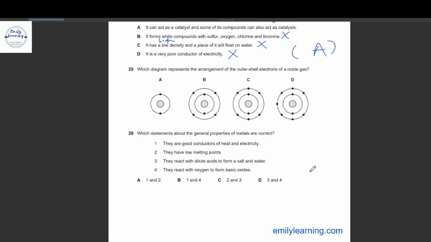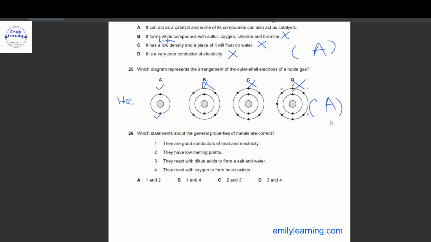Alright, moving on to question 25. Which diagram represents the arrangement of the outer shell electrons of a noble gas? For a noble gas, except for the first period where it has 2 valence electrons, the rest will have 8 valence electrons. Because A only has 1 shell filled with electrons, it has 2 electrons, which is helium. So this is correct. As long as you have more than 1 shell filled with electrons, the outermost shell must have 8 electrons. Here only have 4, so this is out. 1, 2, 3, 4, 5. Here only have 5, C is out. D has 1, 2, 3, 4, 5, 6, 7. No, it's wrong. So only A represents a noble gas.